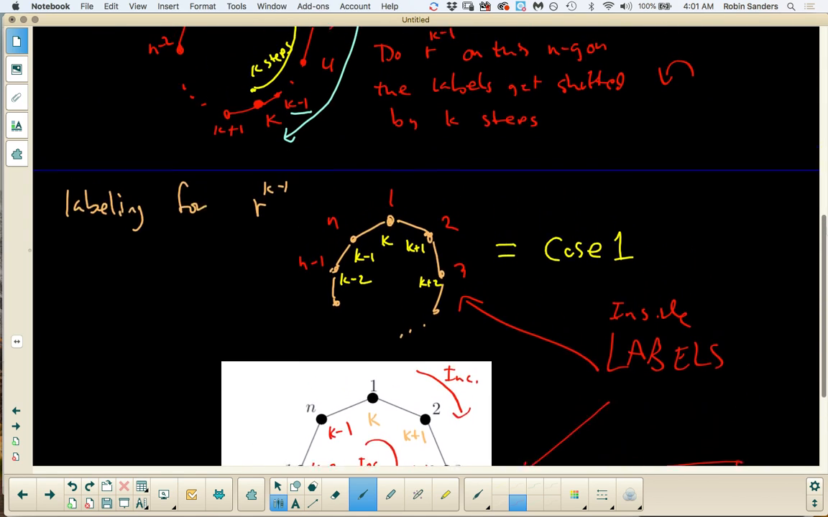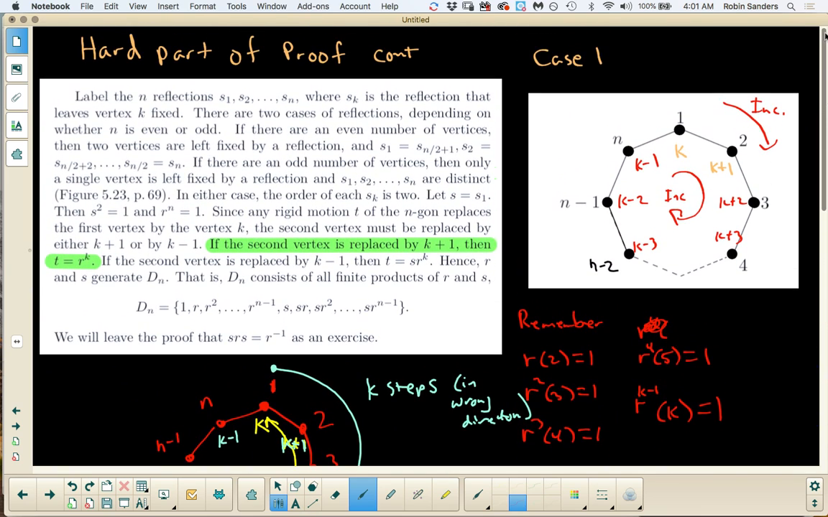Our author has actually made a typo in this green sentence. Yes, math books sometimes have typos. That should read that t is equal to r to the k minus 1. So at any rate, we have case 1 dealt with.